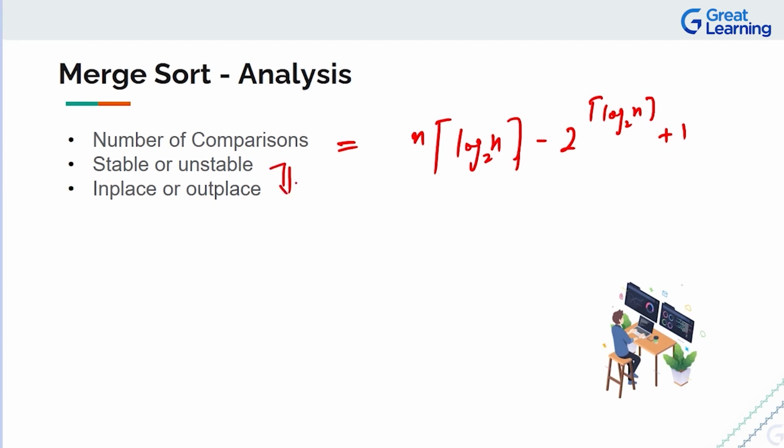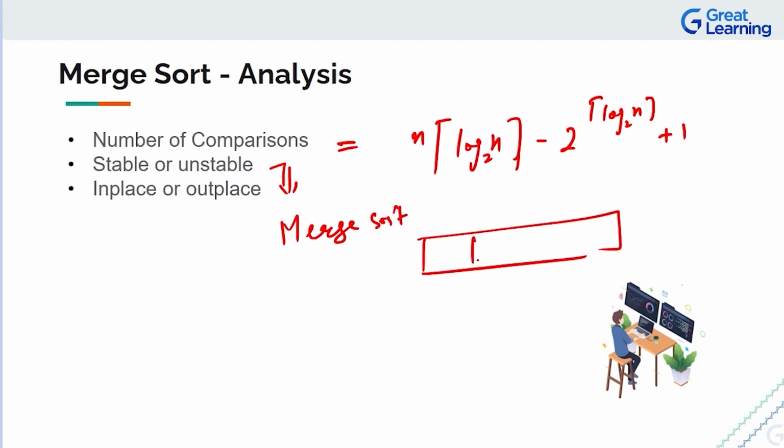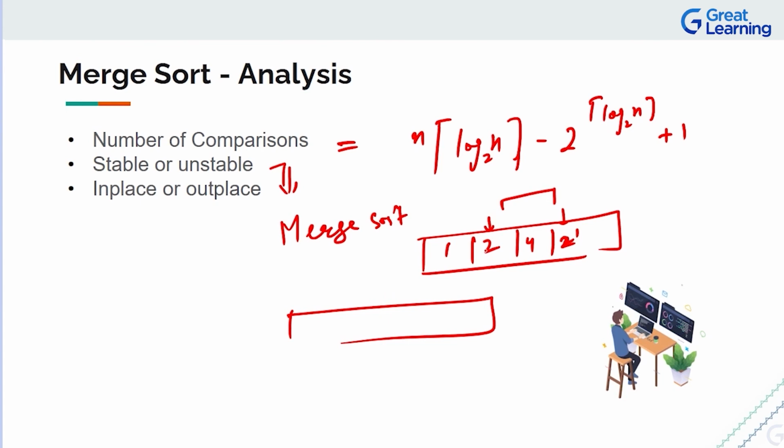What about unstable or stable? Merge sort is a stable algorithm. What does that mean? It means if you have an array wherein you have 1, then you have 3, then you have 2, then you have 4, then you have 2 dash. Now this 2 and this 2 are repeated, right? Now in the sorted array, this order will be maintained. That is what is known as stability. So you have in your sorted array 1, 2, and then you have 2 dash. That means this 2 and this 2, their order will be maintained in the sorted array as well.